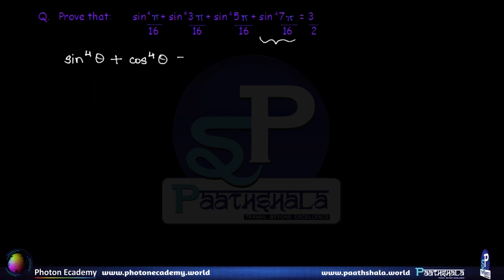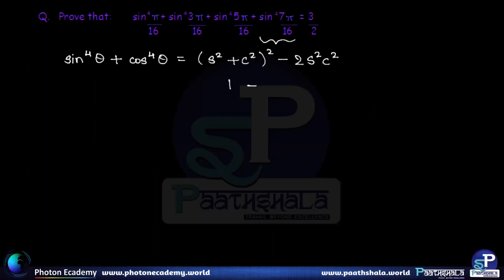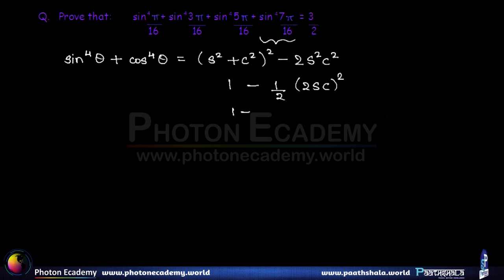So this will become, let us complete the square, sine square plus cos square the whole square, and we'll have to minus 2 sine square cos square. So this will simply become 1 minus, let us multiply and divide by 2, and inside we have 2 sine cos the whole square. So we know 2 sine theta cos theta is sine 2 theta. So this will just become 1 minus 1 by 2 into sine square 2 theta.